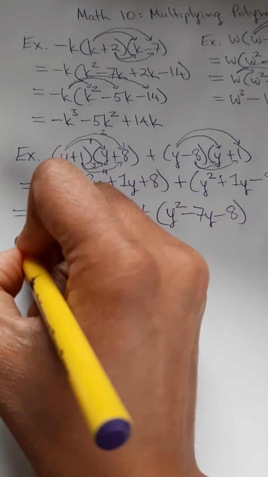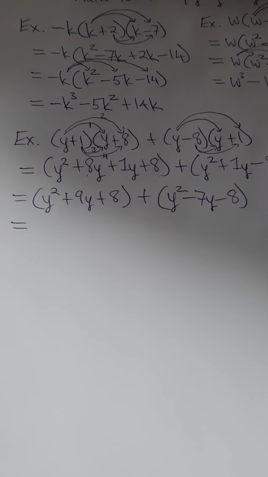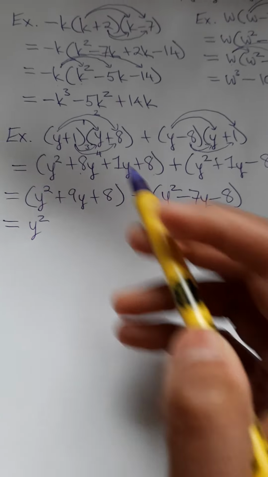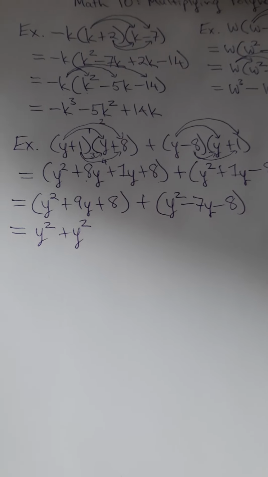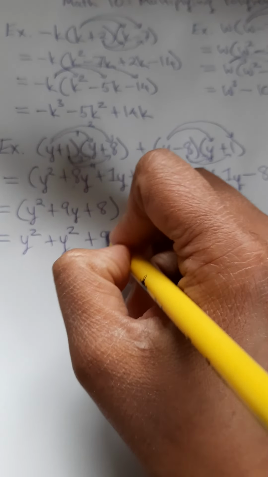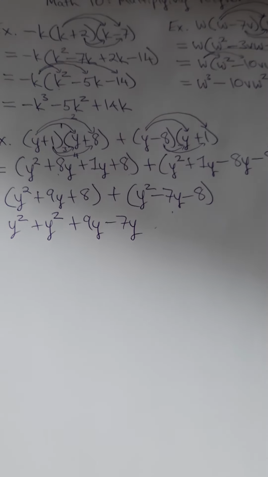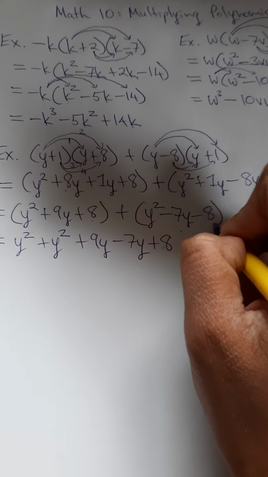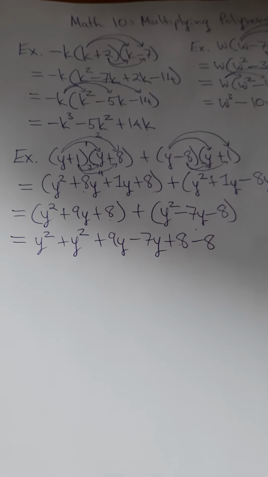Okay, with each step here, I notice I'm just simplifying it further. We're going to put the like terms together in this step. So we're going to do this, y squared plus y squared. And again, if you're okay with putting like terms together, you can skip this step and just go to your final answer. I'm going to do plus 9y, and this is minus 7y, okay? And lastly, I have positive 8, and then minus 8, okay?